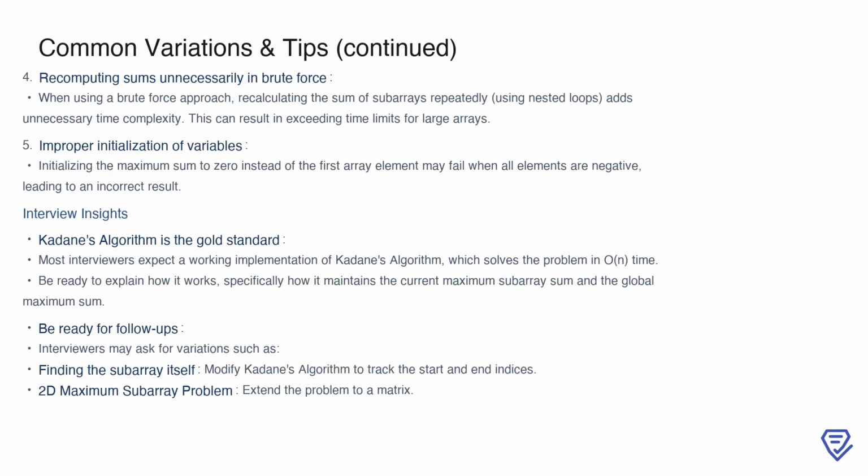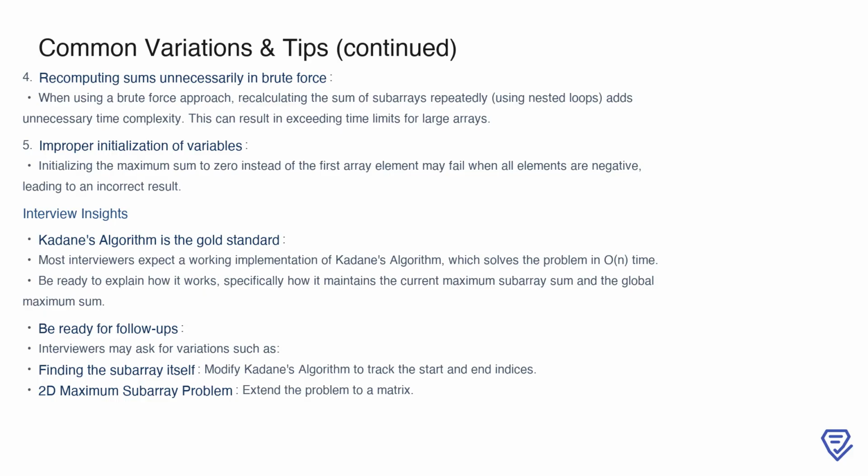Another common issue arises when using a brute force method. If you recompute the sum of subarrays repeatedly with nested loops, it drastically increases the time complexity, making your solution inefficient for large arrays. Instead, aim to optimize the calculation to avoid redundant work. Additionally, improperly initializing variables can lead to subtle bugs. For example, if you initialize the maximum sum to 0 rather than the first array element, your solution might fail for arrays where all elements are negative.